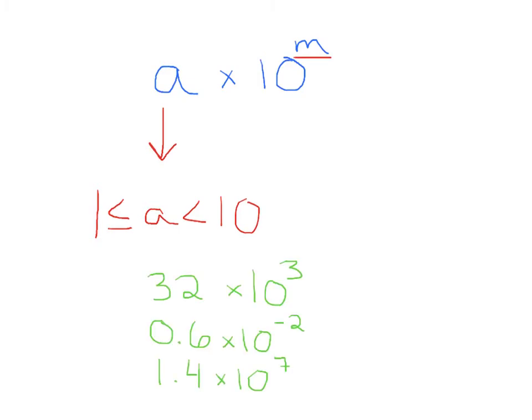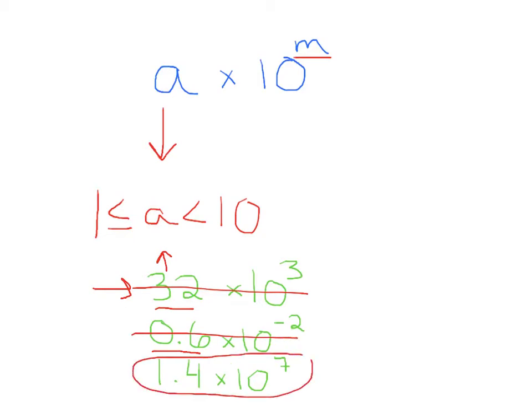Here are 3 examples, and we have to decide which one is actually in the proper scientific notation. So let's look at this first one. 32 times 10 to the power of 3. Is 32 in between 1 and 10? It is not, so this is not proper scientific notation. Is 0.6 between 1 and 10? No, it is not, because it's less than 1. Which leaves us with this last one. This is proper scientific notation because the front number is in between 1 and 10. So there we go.